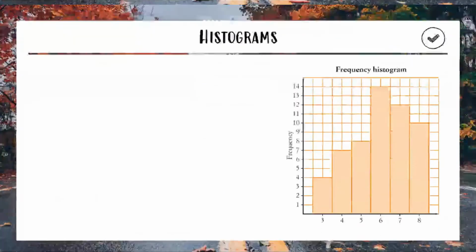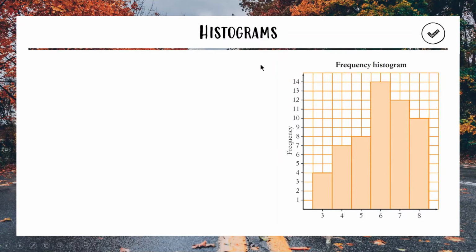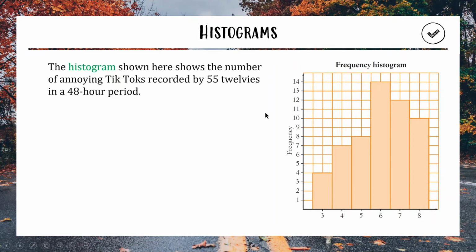Okay, for our next one, we have a histogram, which is a fancy mathematics stats term for a column graph that displays numerical data. That's what a histogram is. So the way we read this is the scores along the x-axis and then the heights of the columns represent the frequencies. So this histogram is recording data on the number of annoying TikToks made by 55 12s in a 48-hour period. So an example of how we could read this is if you're wondering how many people made 5 TikToks, well, 5 TikToks has a frequency of 8, so we had 8 people doing that essentially.